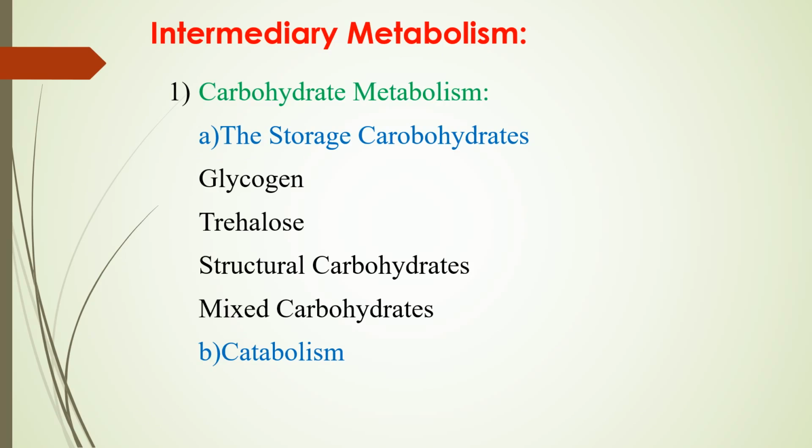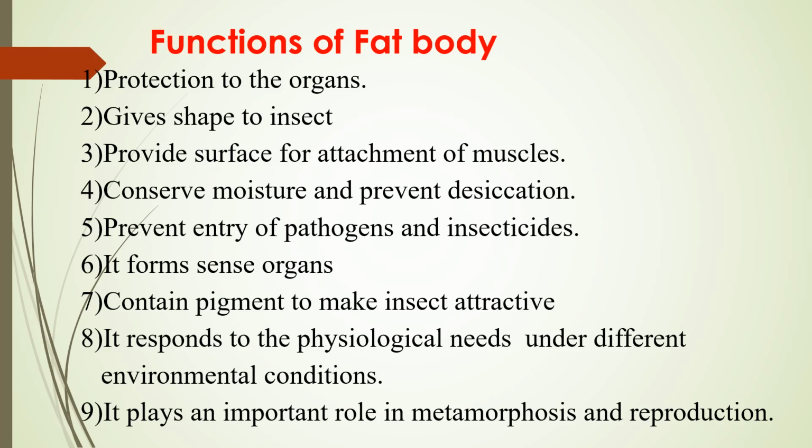Then there are different types of other functions as well. One is protection of the organs, because these fat bodies, like the brown fats in vertebrate animals, play an important role in protecting the internal organs. Second, it gives shape to the insect and maintains the shape of the body. Then it provides a surface for attachment of muscles. Muscles are located below the body wall, and the fat body is useful for their attachment.